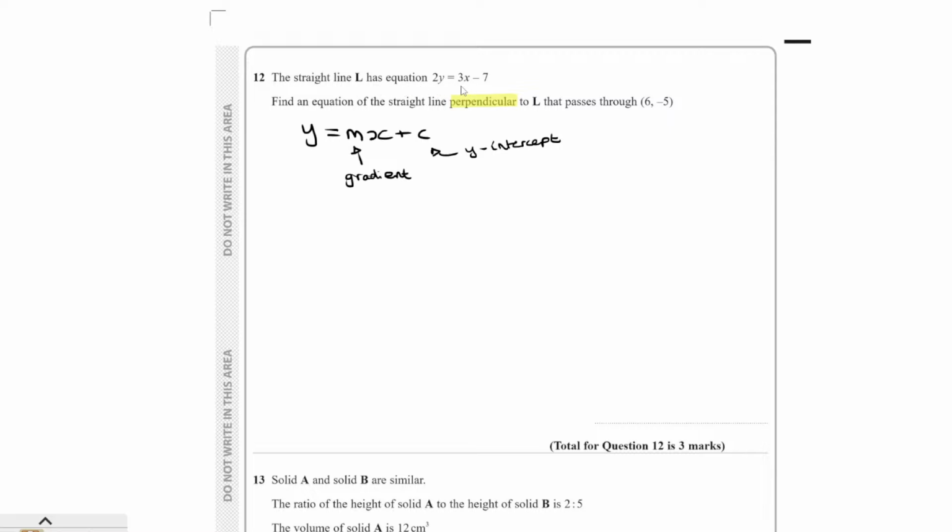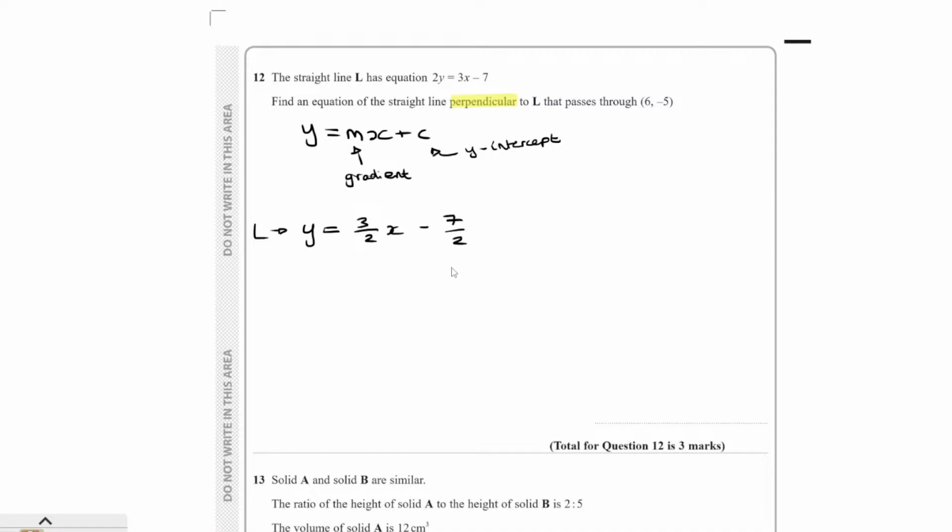It's not 3, because you see how we've got 2y. It has to be 1y in terms of y. So what I need to do first is rearrange that equation and make y the subject. That just means halving everything, doesn't it? So that's L, the original line. y would be 3x over 2, so the gradient is 3 over 2. I would leave it as a fraction just for this purpose.